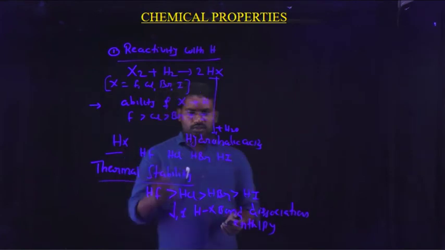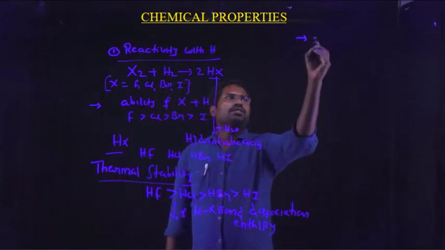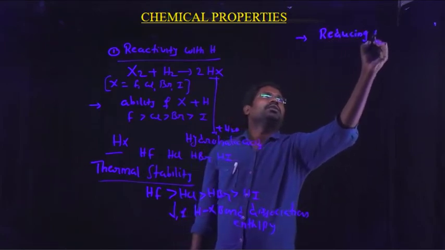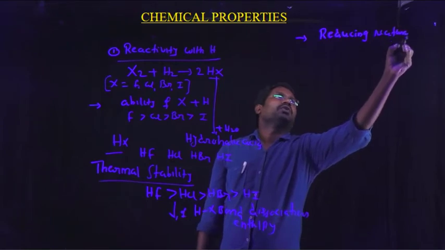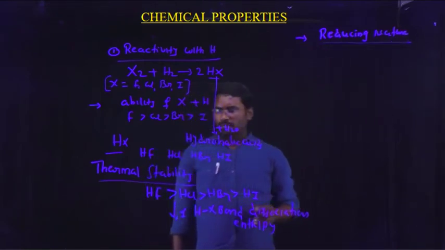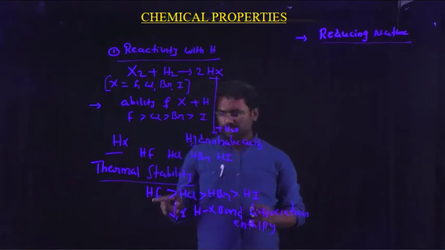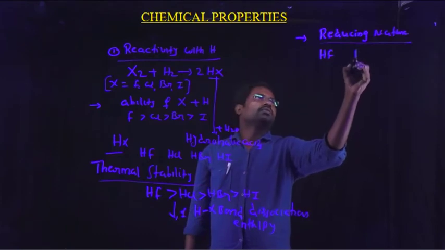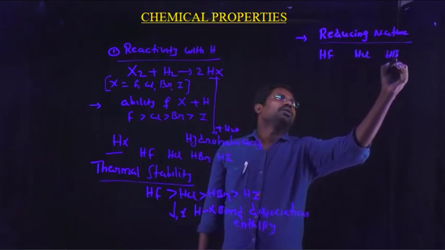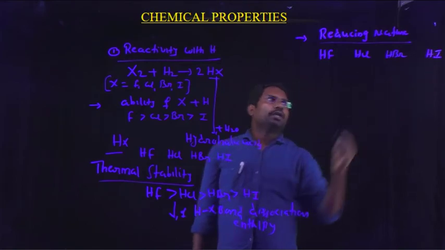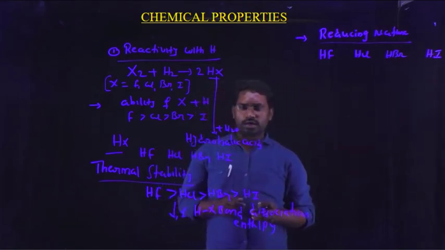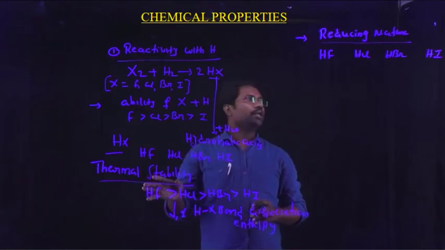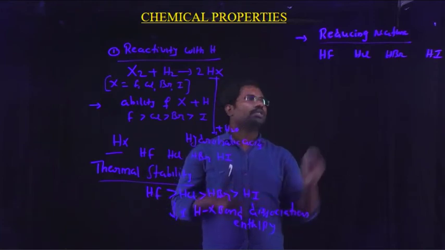Next, these hydrogen halides act as good reducing agents. What is the reducing character, or simply reducing nature, of hydrogen halides? The reducing nature of hydrogen halides increases from HF to HI: HF, HCl, HBr and HI. Hydrogen halides act as reducing agents, therefore the reducing character increases from HF to HI.